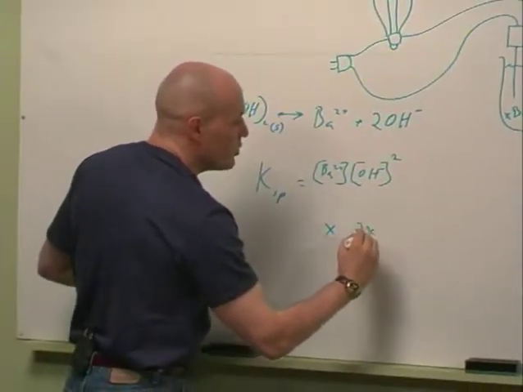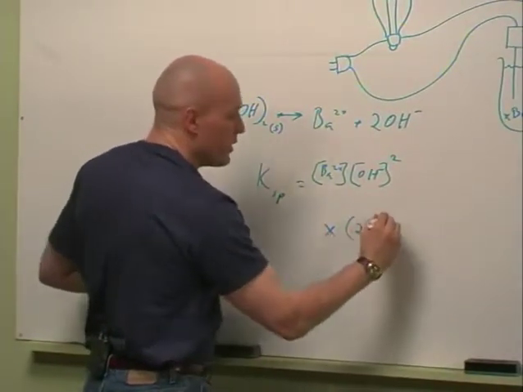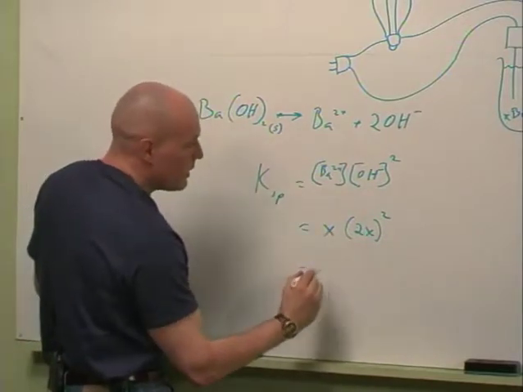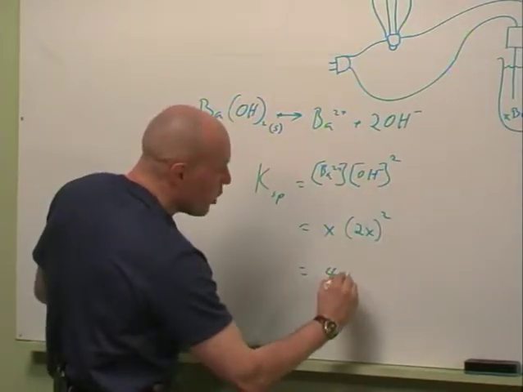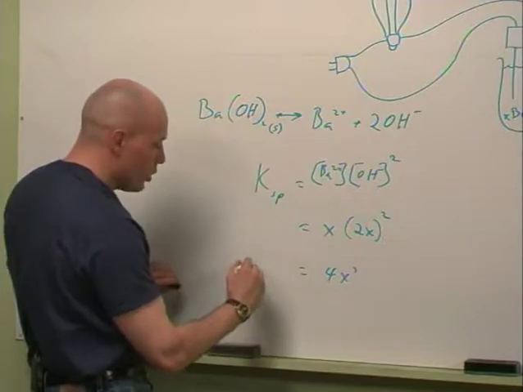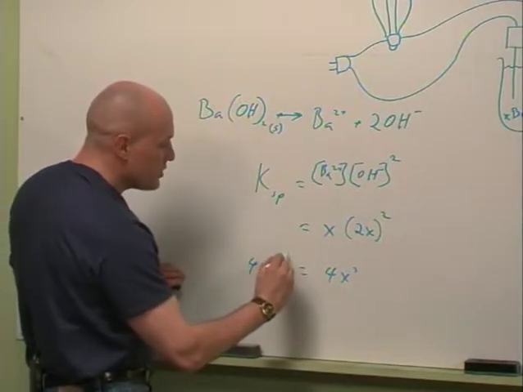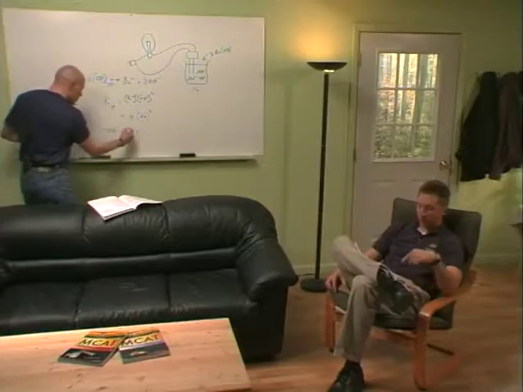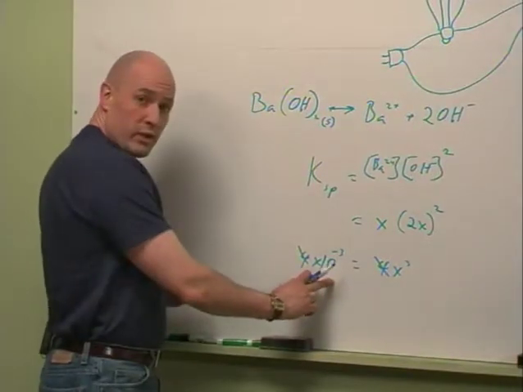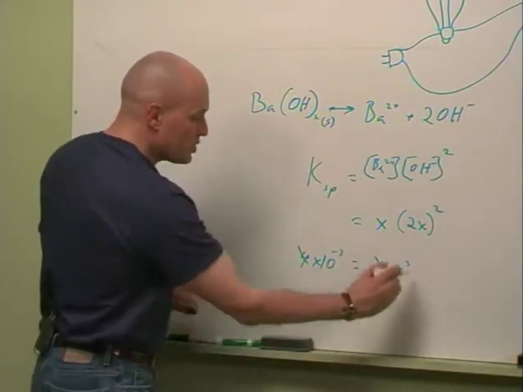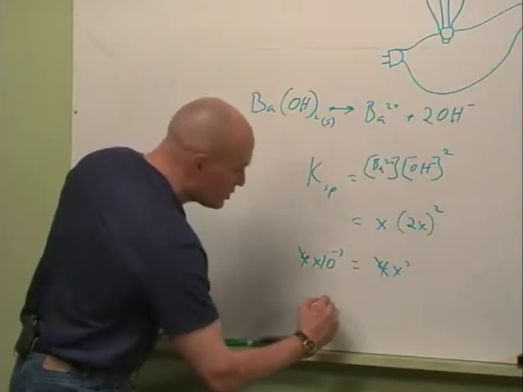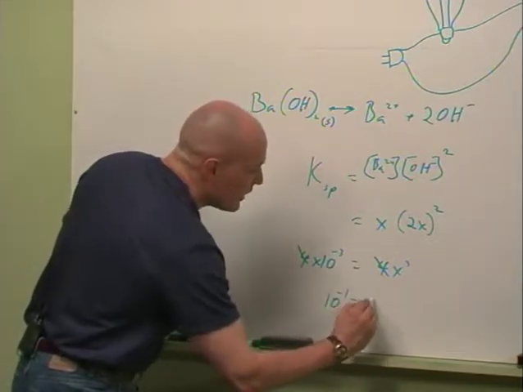So I'll put in 2X, and I have to square it here. And then I end up with 4X cubed equals 4 times 10 to the negative third, because they're giving us the KSP in this question. Exactly, they gave us 4 times 10 to the negative third. The 4's drop out, X cubed equals 10 to the negative third, so X equals 10 to the negative 1.